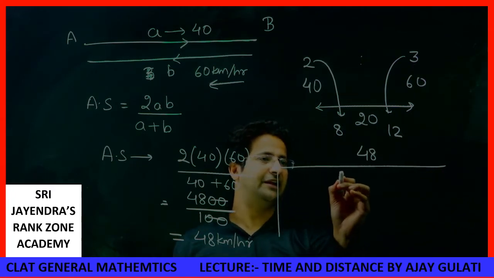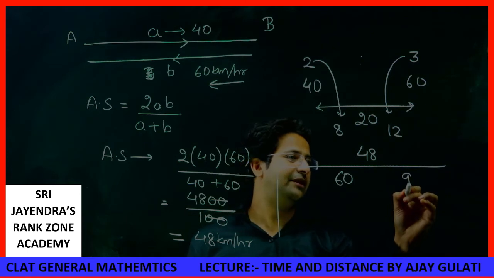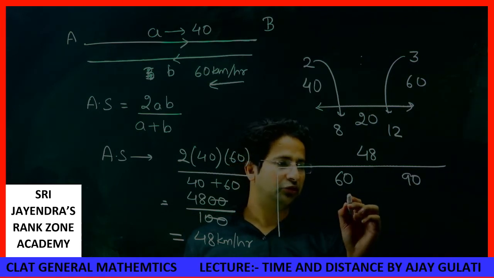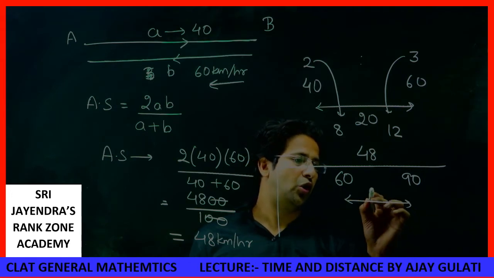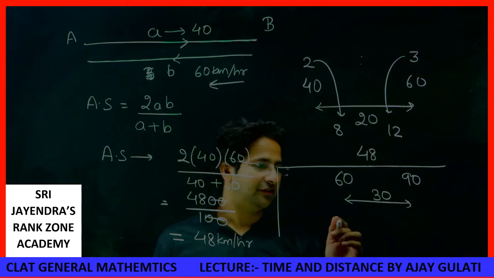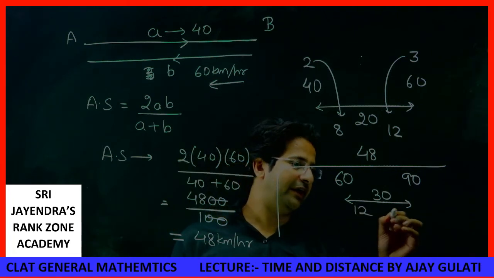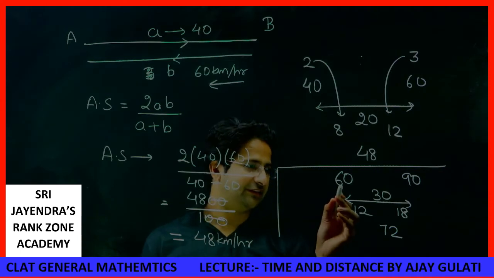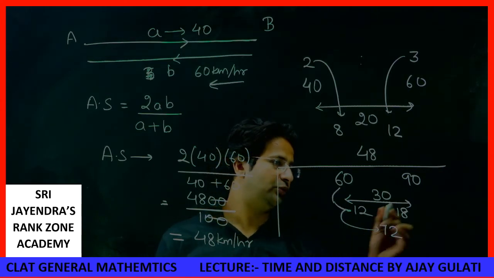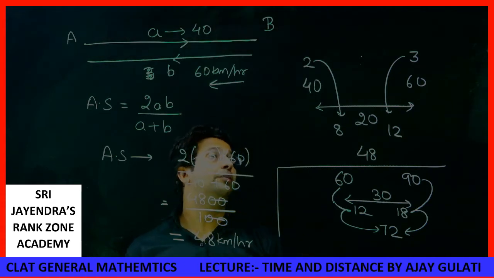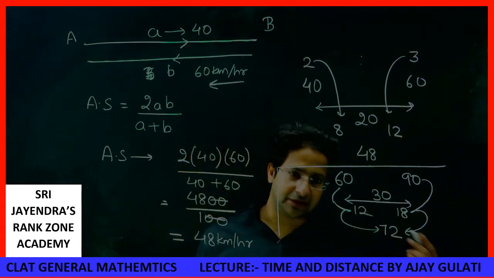Suppose I say while going my speed was 60 and while coming my speed is 90. Okay, again this ratio is 2:3. So divide this gap of 30 in 2:3 parts. That is, make it 12 and 18. So what will be the average speed? Average speed will be 72. 60 plus 12, 72. 90 minus 18 will again give you 72. If you apply the formula 2ab upon a plus b, then also you will get the same.